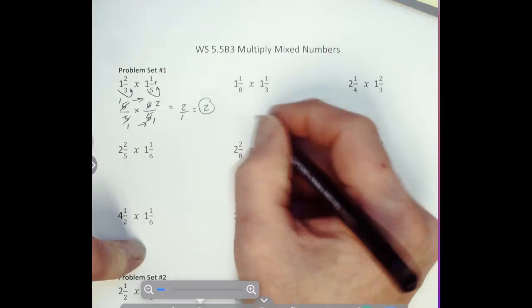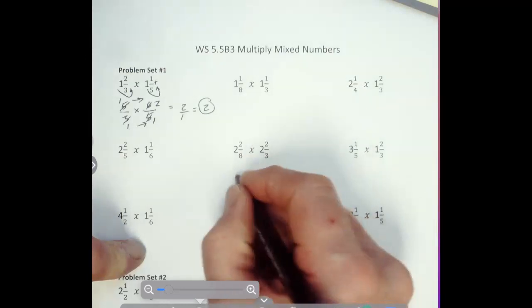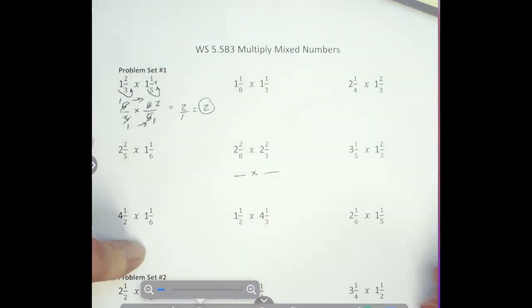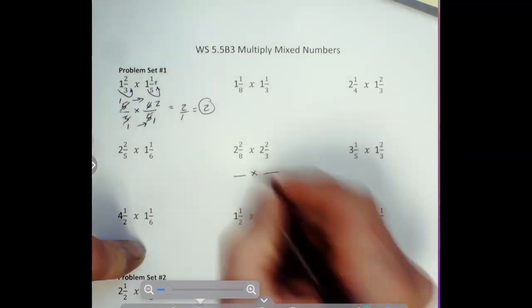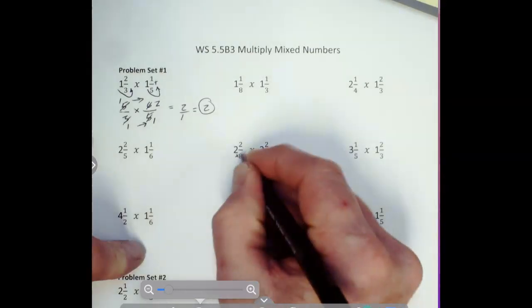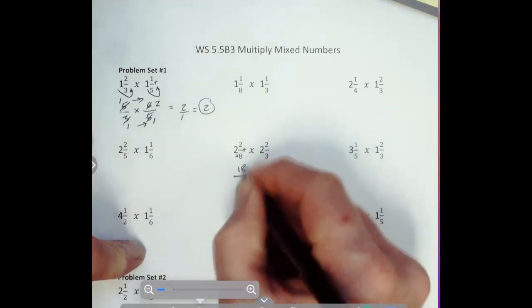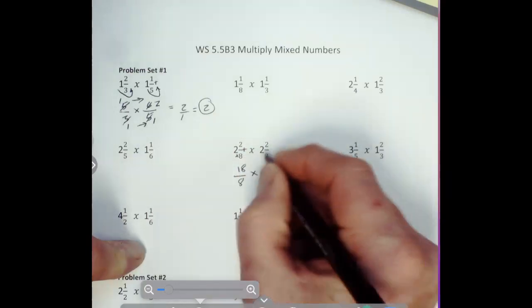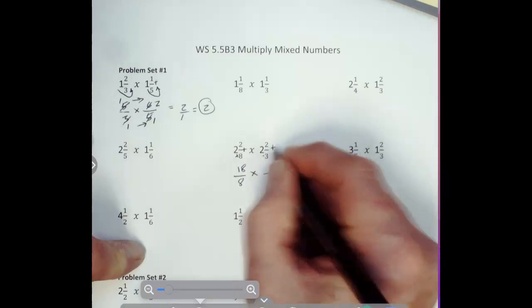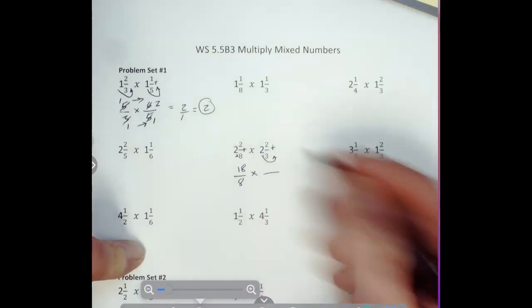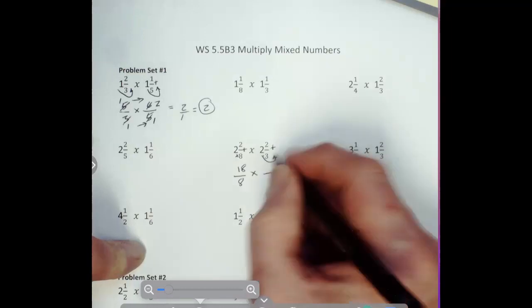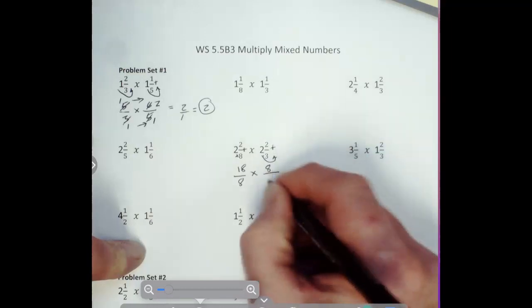Okay, let's jump down in the middle here. Get it set up for the right form. So we're going to multiply down, add up. 2 times 8 is 16, plus the 2 would give me 18/8, times 2 times 3. Do the hook thing again. 2 times 3 is 6, plus 2 gives me 8/3.